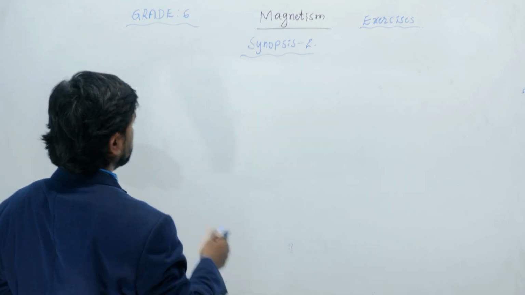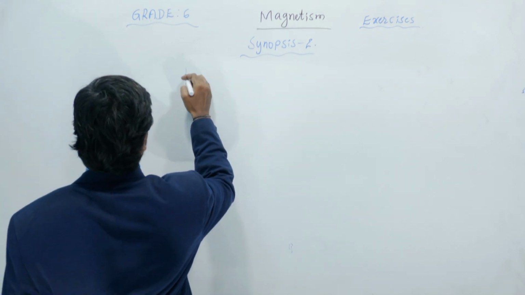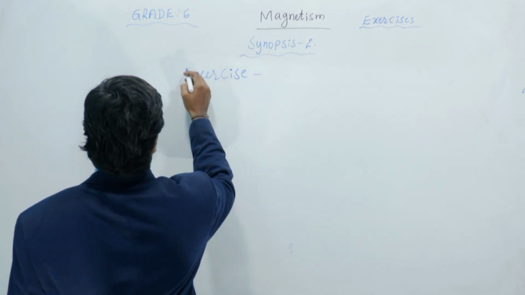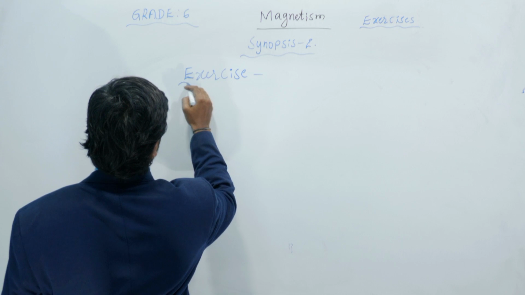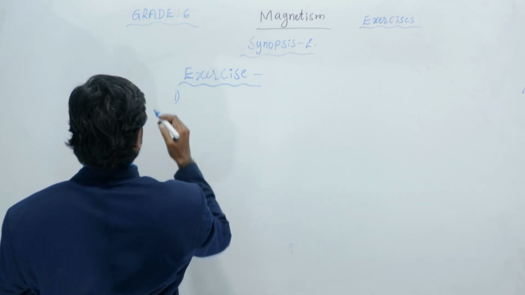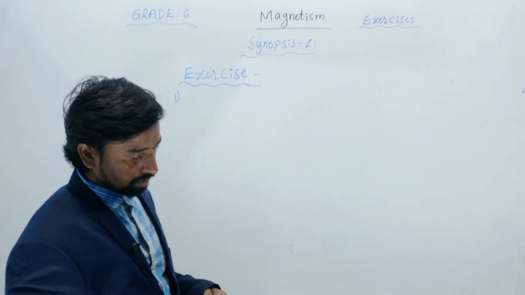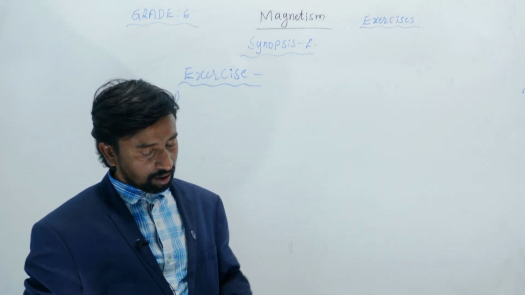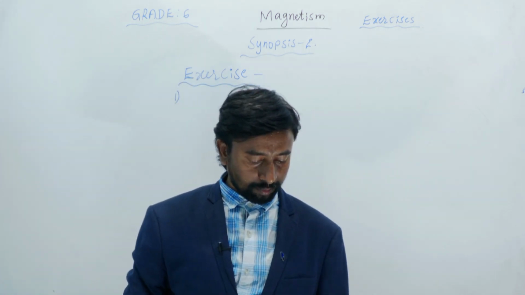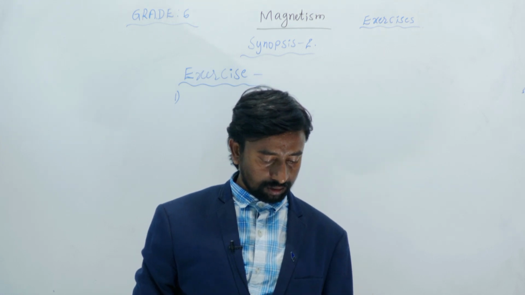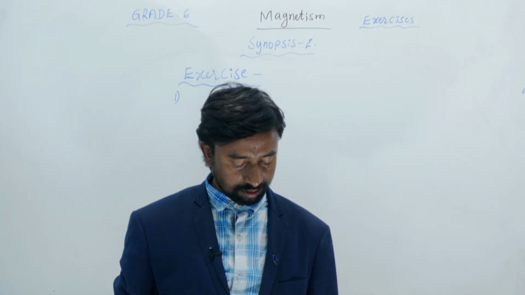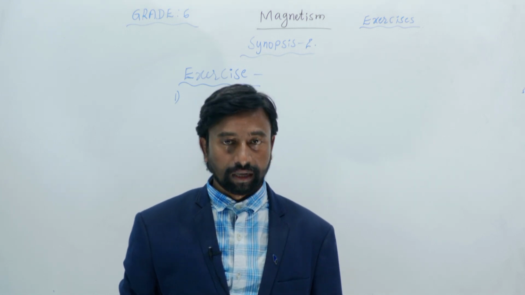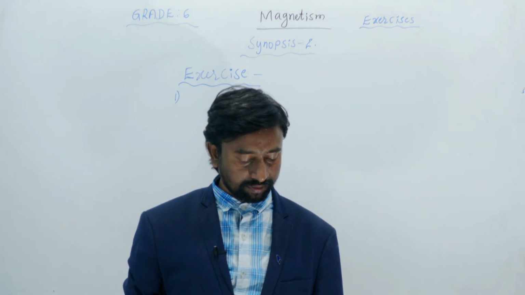So here the first question is given in the exercise problems. First one: the physical property that characterizes a magnet. It is attractive property, directive property, pole property, all of these. So the physical properties that characterize a magnet are attractive property, and that is called all of the above, we can add there.